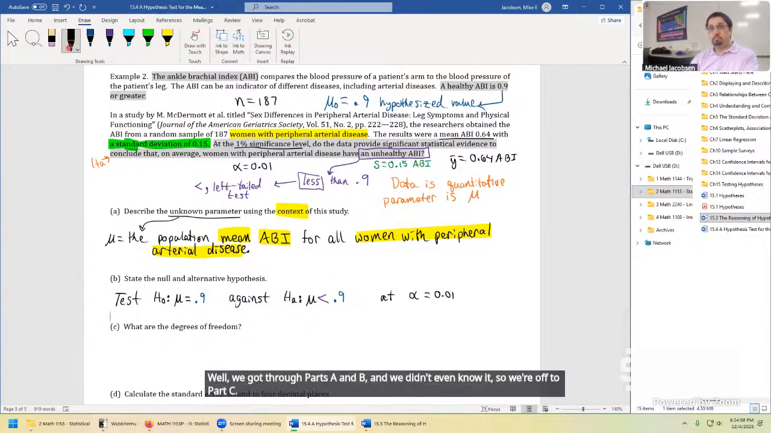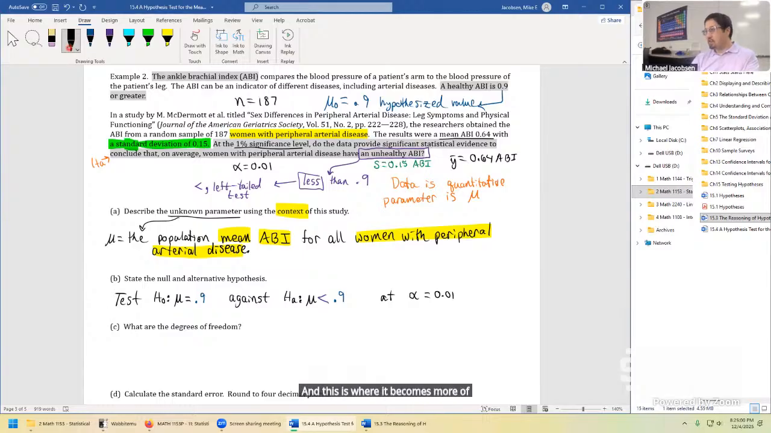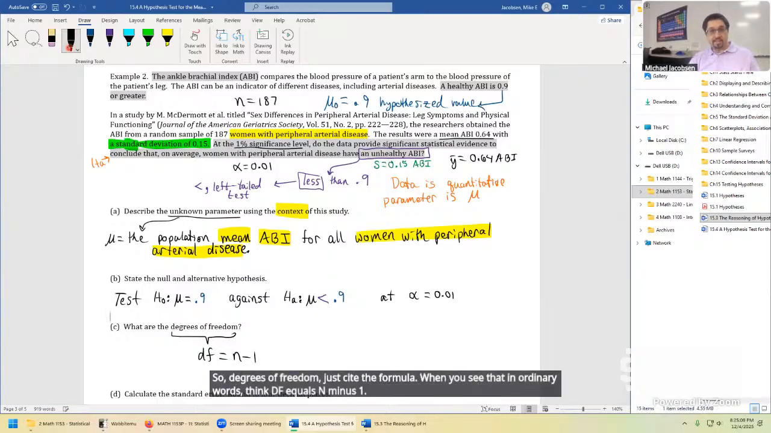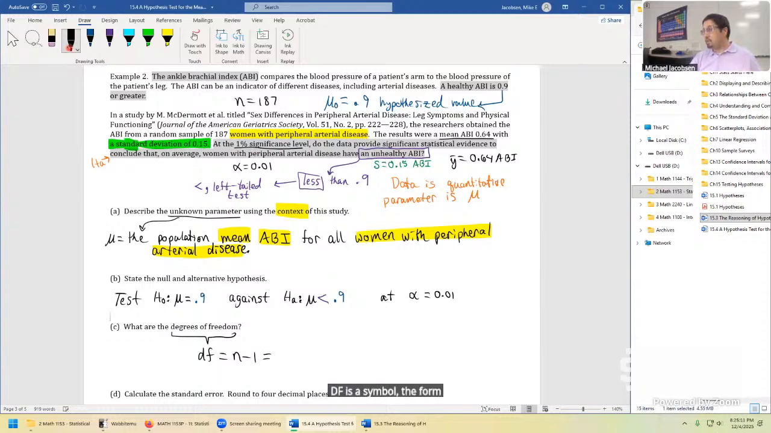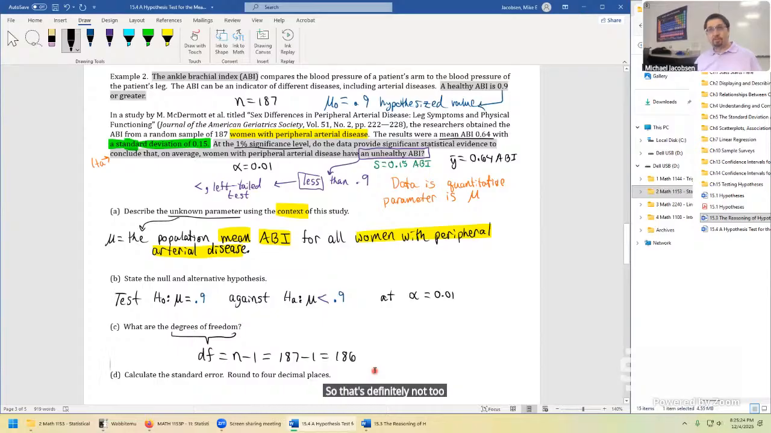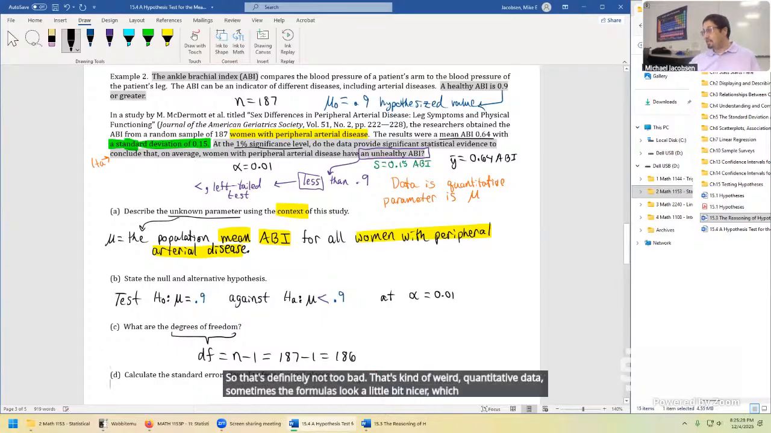And this is where it becomes more of a math problem. So degrees of freedom, just cite the formula. When you see that in ordinary words, think df equals n minus 1. df is the symbol, the formula is n minus 1. Go back up to the sample size n, 187. Subtract by 1, and we have 186 degrees of freedom. So that's definitely not too bad. That's kind of weird for quantitative data. Sometimes the formulas look a little bit nicer, which is strange.